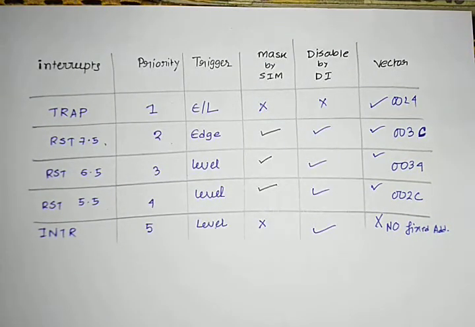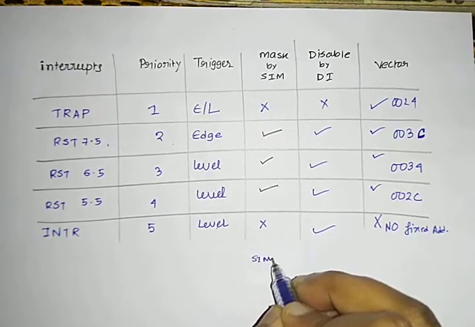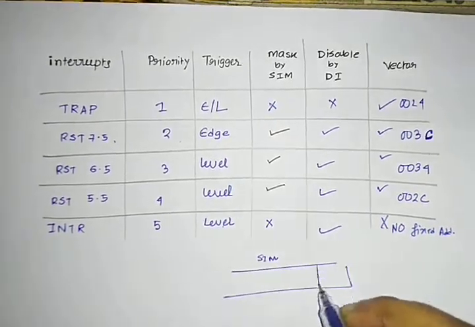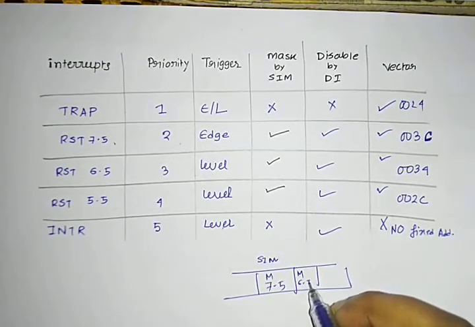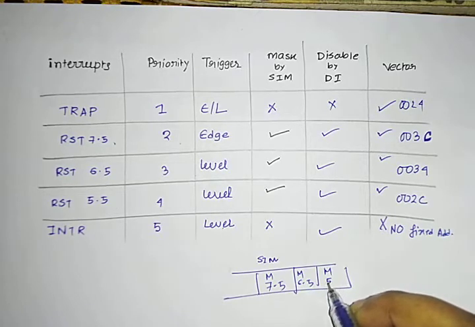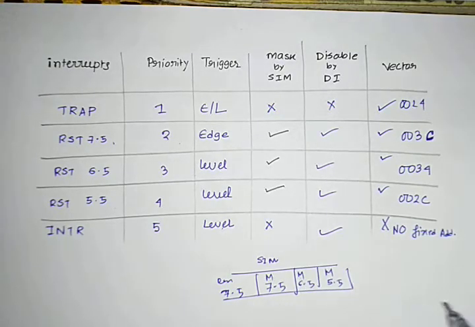Now SIM, I think I've already told you what SIM is. It was just a 1-line definition, I think. We will discuss SIM in the next video. This is just uploaded, it will be updated soon. In SIM you can see the circuit is like this: M7.5, M6.5, M5.5, RST 7.5. This is not something that you want to hear, just look at this one.